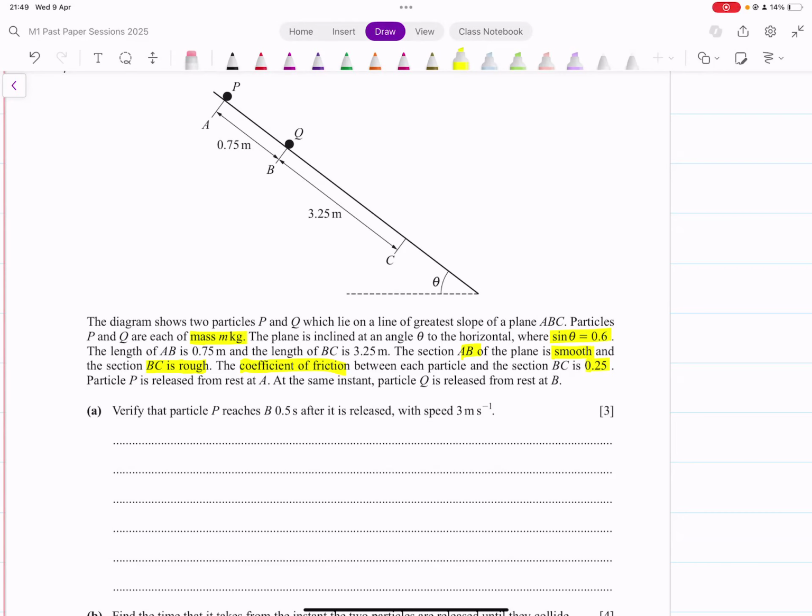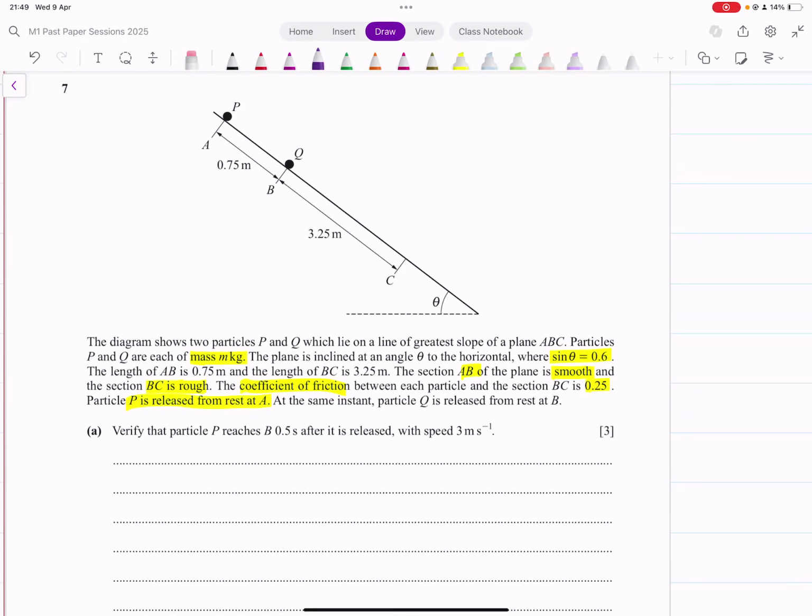P is released from rest at A, so it starts from rest here, 0 meters per second. At the same instant, Q is released from rest at B, so Q starts from this point. Verify that particle P reaches B 0.5 seconds after it is released with speed 3 meters per second. That's what we need to verify.